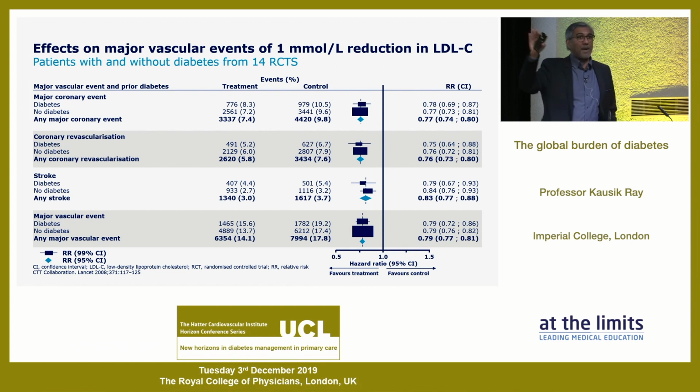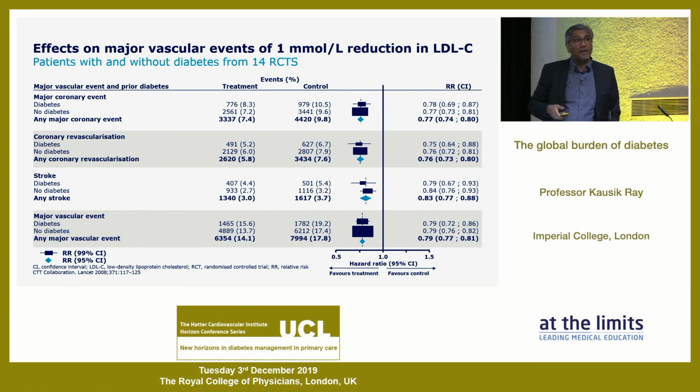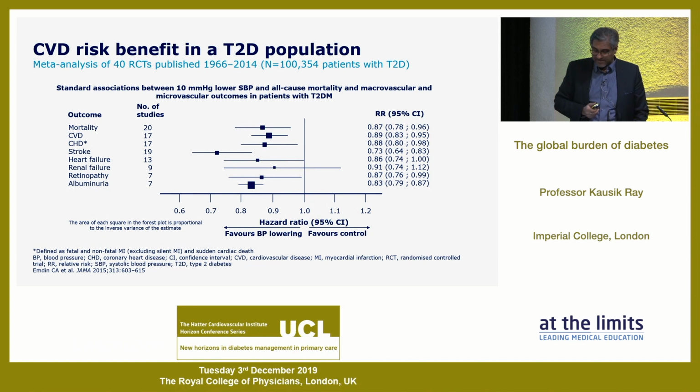So the higher the absolute risk, the higher the absolute benefit is going to be. But you are going to reduce their risk for every 1 unit by about one fifth. And because it's a straight line, the more you reduce it, the better.